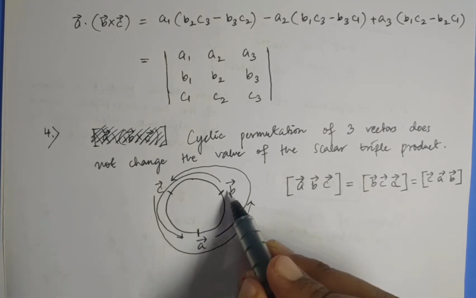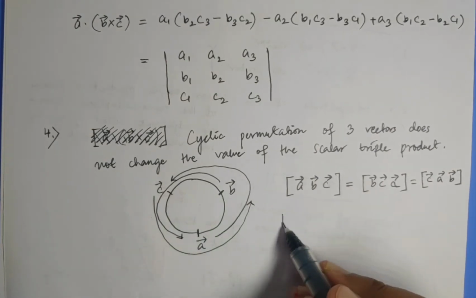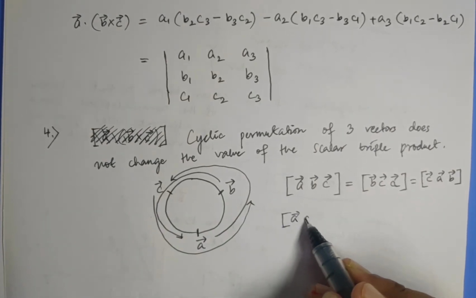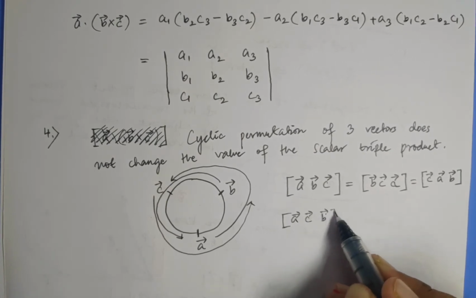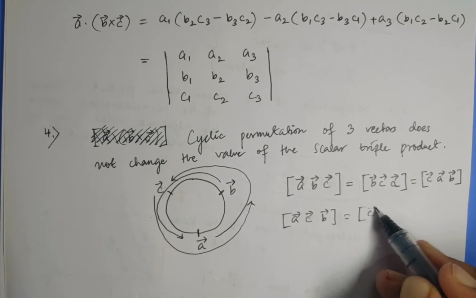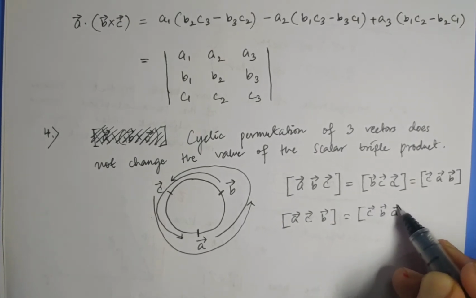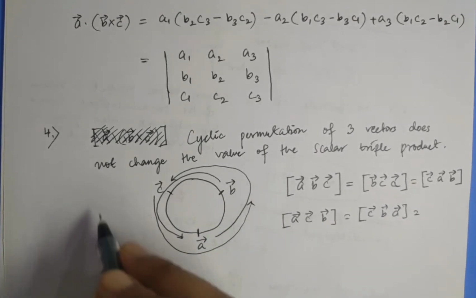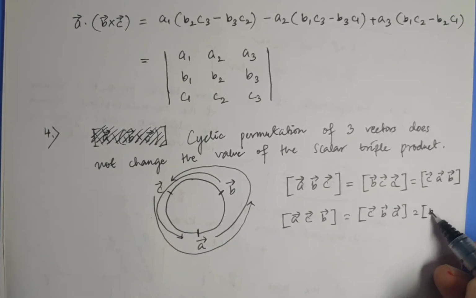Same goes like this. If I say A, C, B, A, C, B will be equal to what? C, B, A. C, B, A will be equal to what? B, A, C.